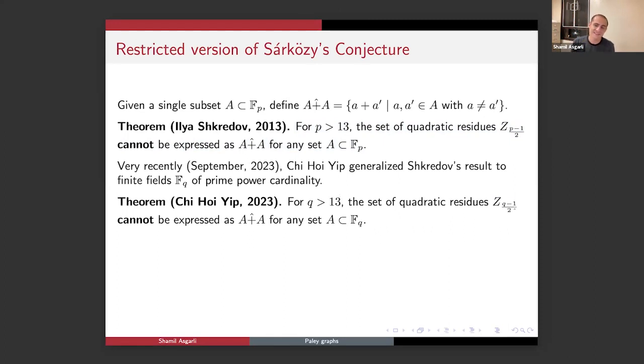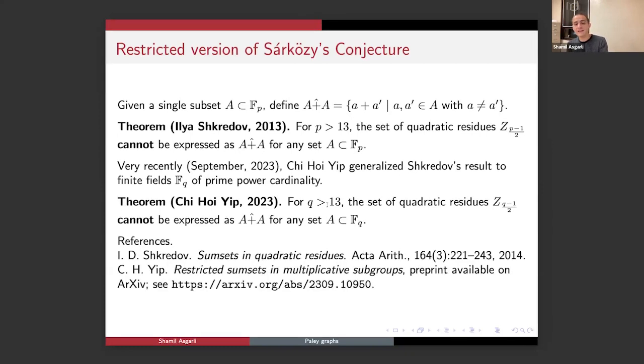Again, he showed that the set of quadratic residues cannot be expressed as a restricted sumset. Shkredov's result was published in Acta Arithmetica about 10 years ago. Obviously, Chiho Yip's paper is not published yet because it was just posted a month ago. But you can find it on the arXiv under the name Restricted Sumsets in Multiplicative Subgroups. And here's the arXiv code, 2309.10950, if you want to have a look.